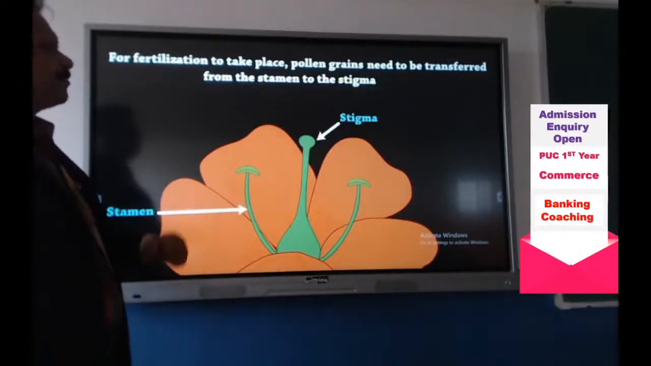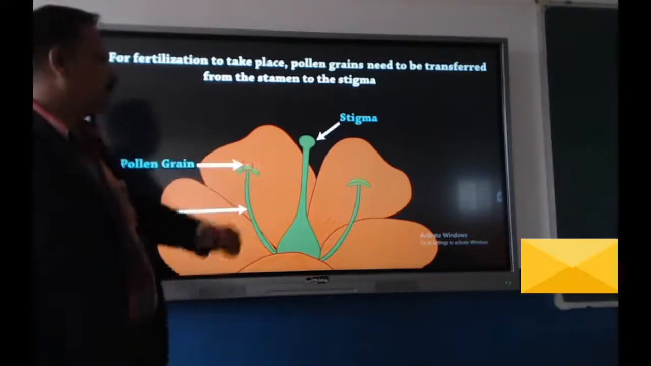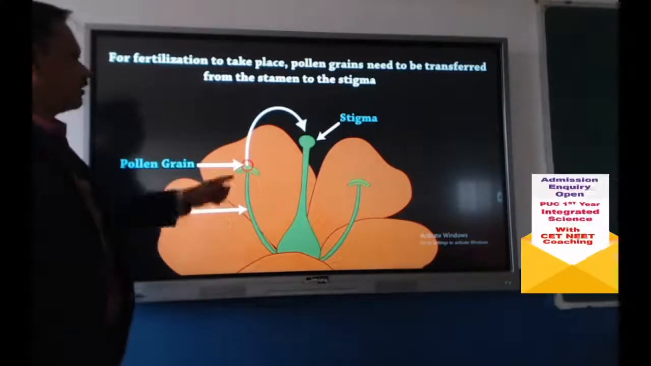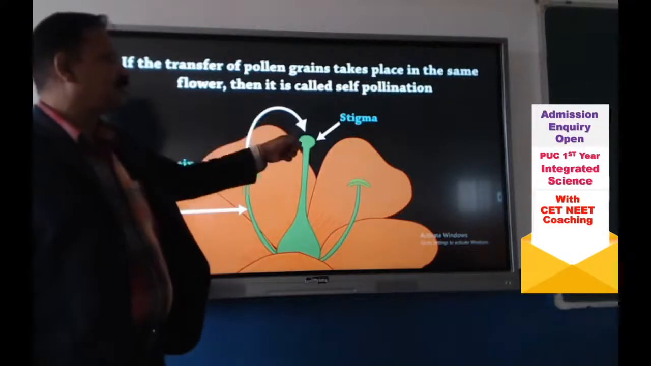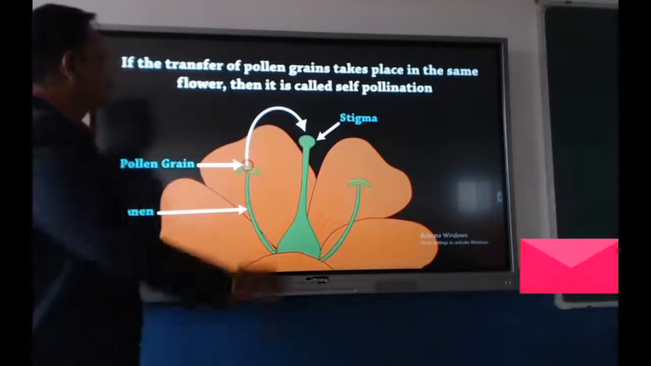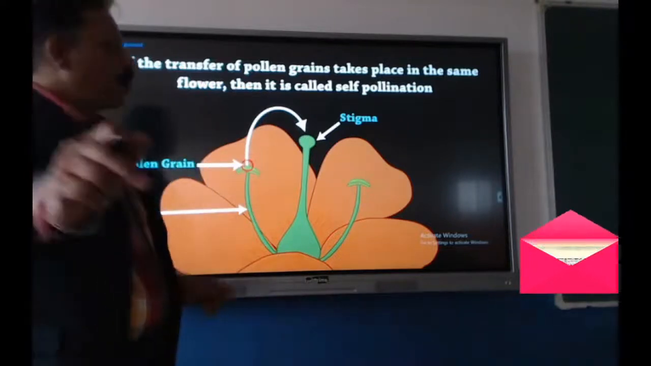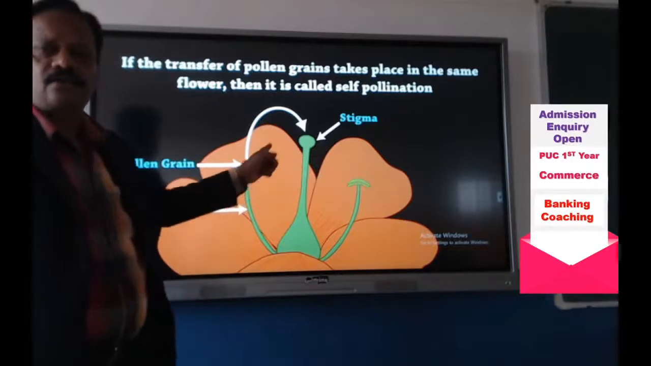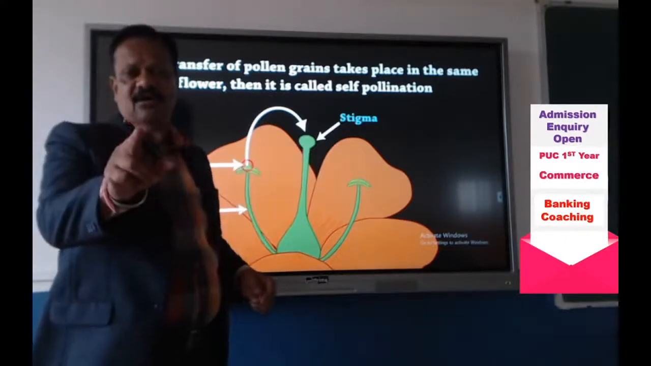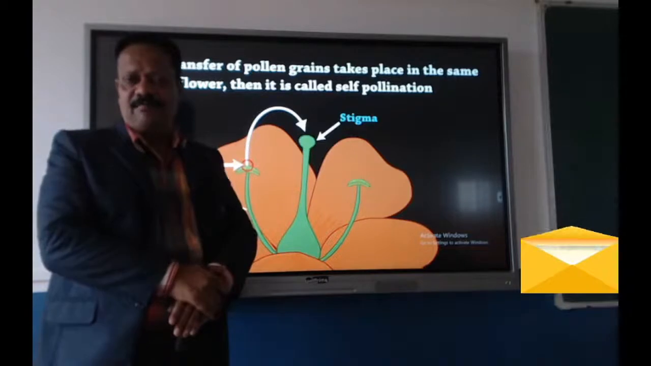This is the male reproductive part, the stamen, and that is the stigma, the female reproductive part. The pollen grains are present in the anther. If the pollen grains are transported from the anther to the stigma, we call the process pollination.